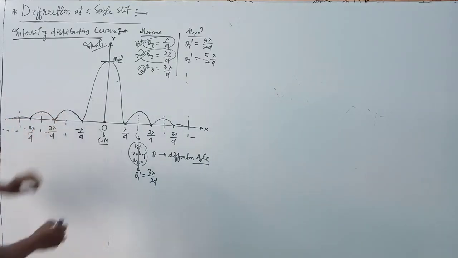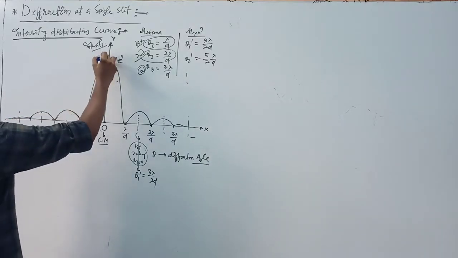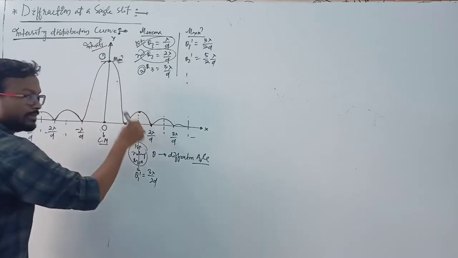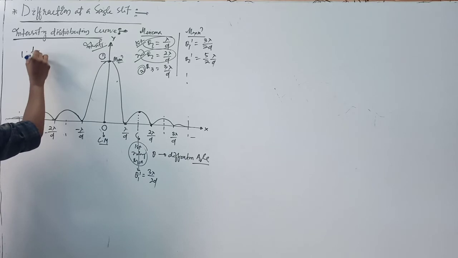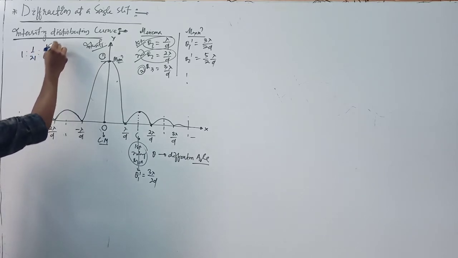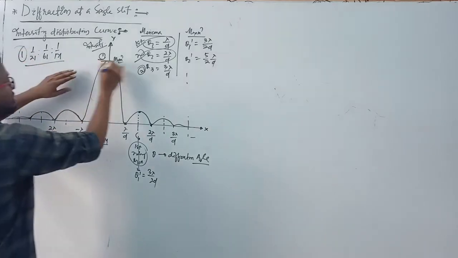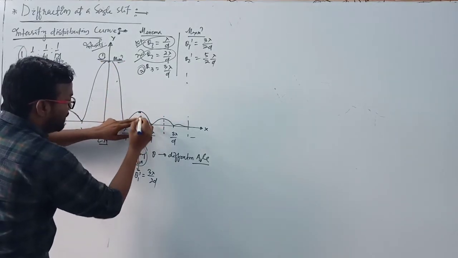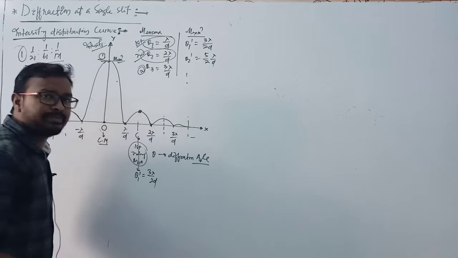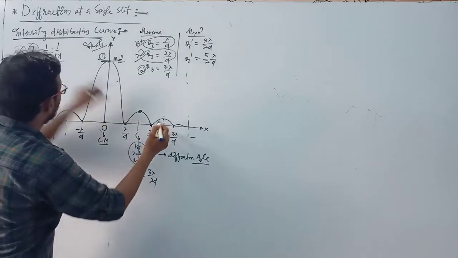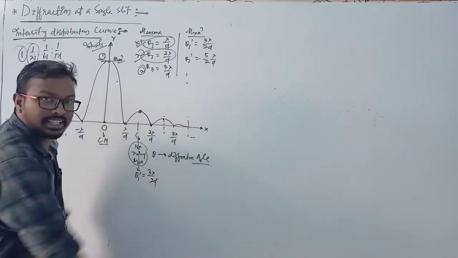Here the maximum intensity is, suppose, 1, then here it decreases 21 times, in the ratio 1 by 21 is to 1 by 61 is to 1 by 121, like this. First we get the maximum, and again we find a brightness here, but this brightness is very negligible, that is 1 by 21 times decrease here, and again 1 by 61 times decrease here, and finally 0.